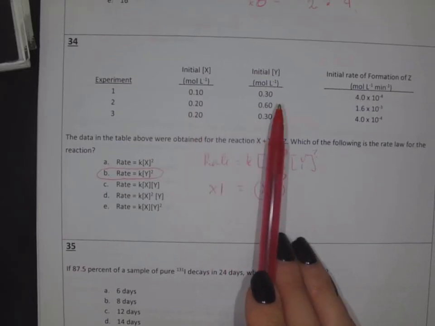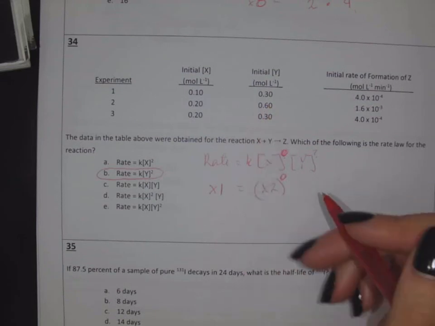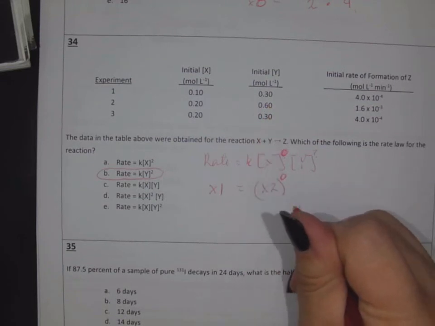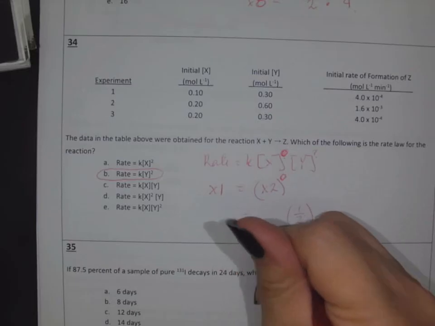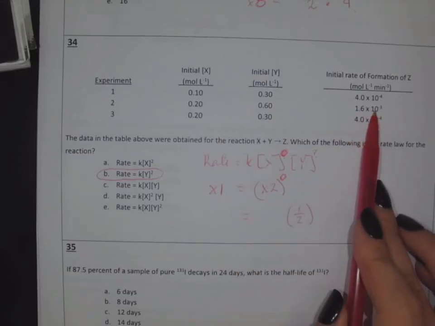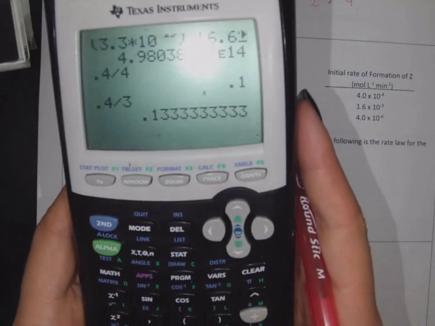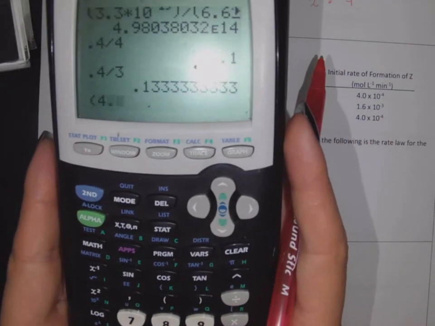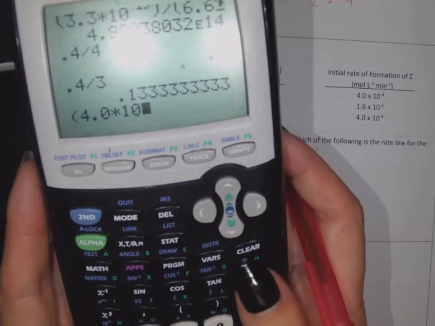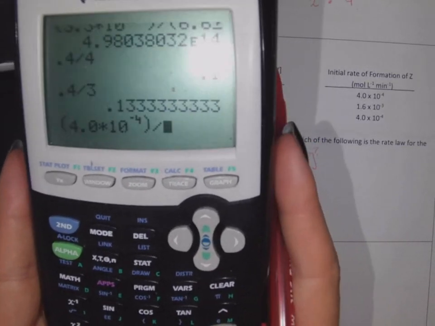So going from trial 2 to trial 3, I see that my concentration is half of what it used to be. Now, what about the rate? Now, it's hard to tell. If you do the later trial divided by the earlier, it will tell you what that multiplier is. So here's my later trial rate. And I'm going to divide that by my earlier trial.